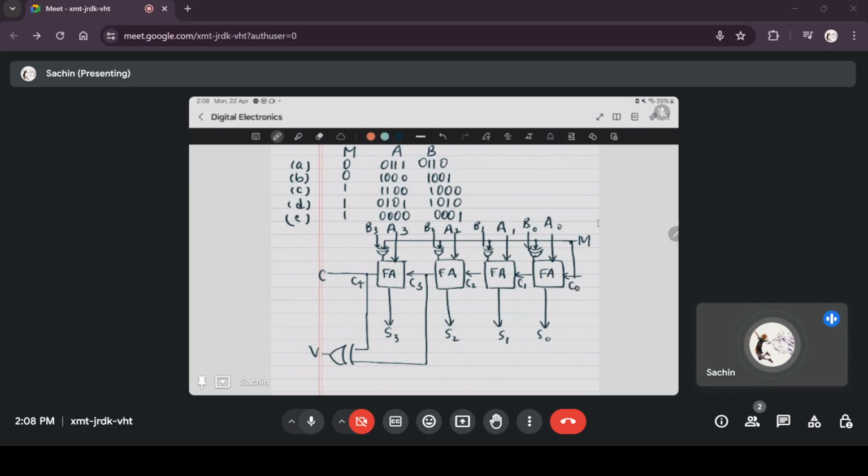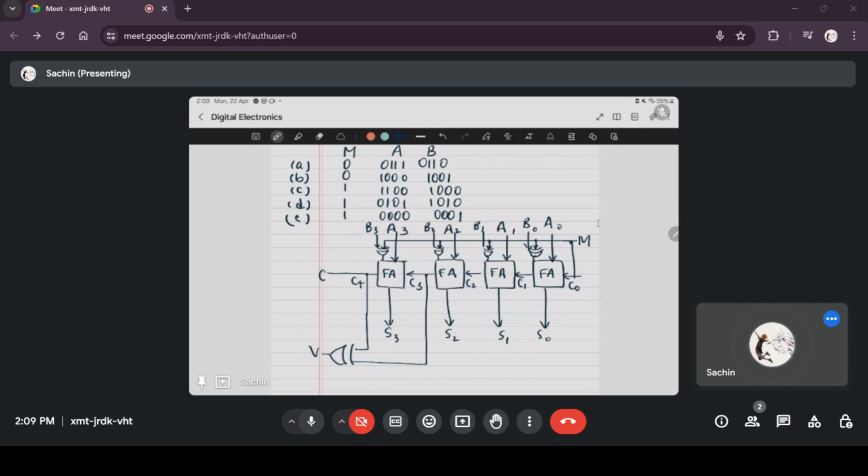What will happen then? The output of each of the XOR gates, if Bi is one of the inputs, where i is the index 0, 1, 2 or 3, output of each XOR gate is Bi XOR M. If M is 0, it's Bi 0 bar plus Bi bar 0, which is nothing but Bi. So the two inputs to each of the adders is Ai and Bi, and the carry in initially C0 is 0. So it will perform a 4-bit binary addition.